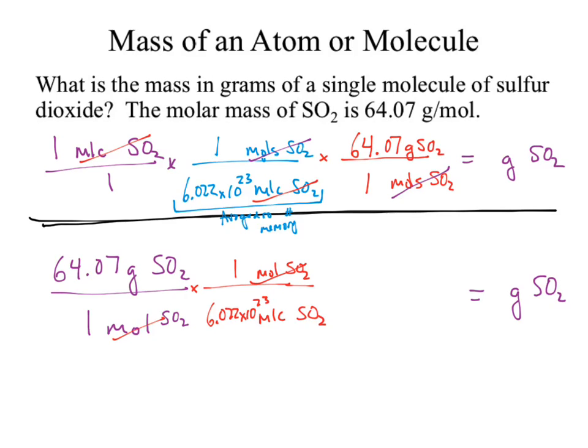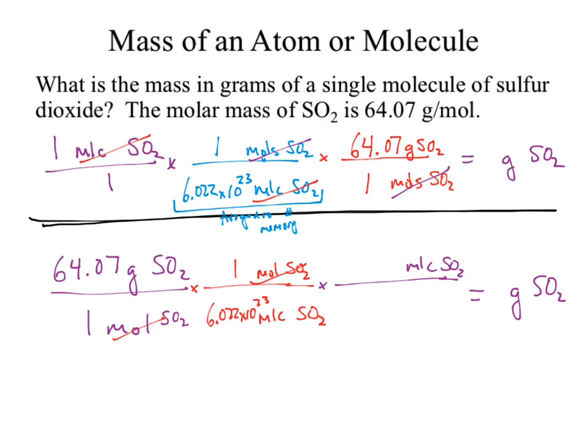So what has to happen in this next step? I need that unit, that molecule unit, to disappear. How can I get rid of that molecule unit? What would I need to find? Should it be a conversion? Should I be converting molecules of SO2 into something else? No. Why not? Because you don't want anything on the bottom.